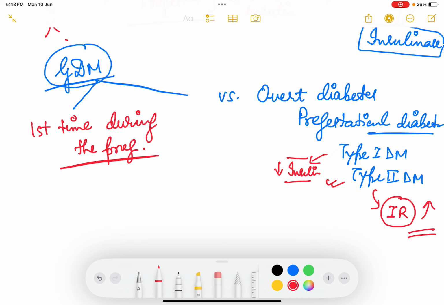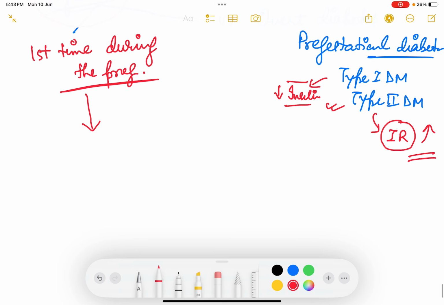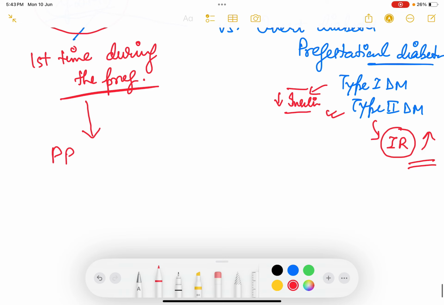For the time being we will term the patient as gestational diabetes mellitus, and we will again test the patient in the postpartum period, that is after 6 weeks postpartum. After 6 weeks we will get the sugars done. If within 6 weeks postpartum the sugars normalize, then our diagnosis of GDM is established. But if after 6 weeks also sugars are high, then actually this patient is a case of pre-gestational diabetes or overt diabetes.